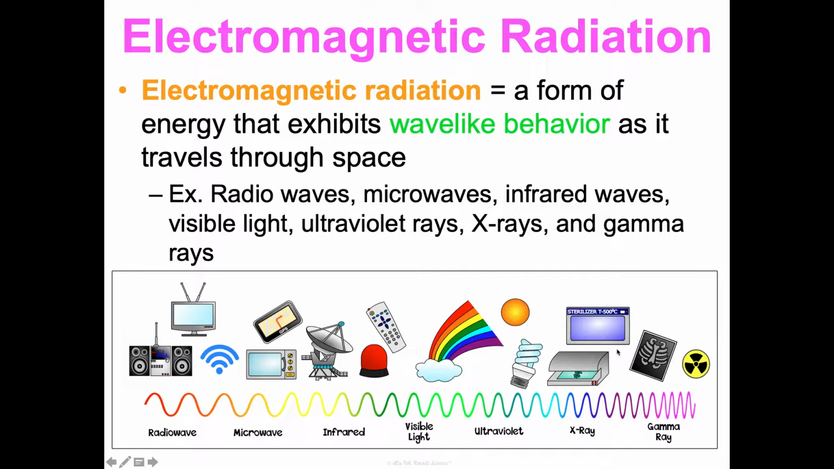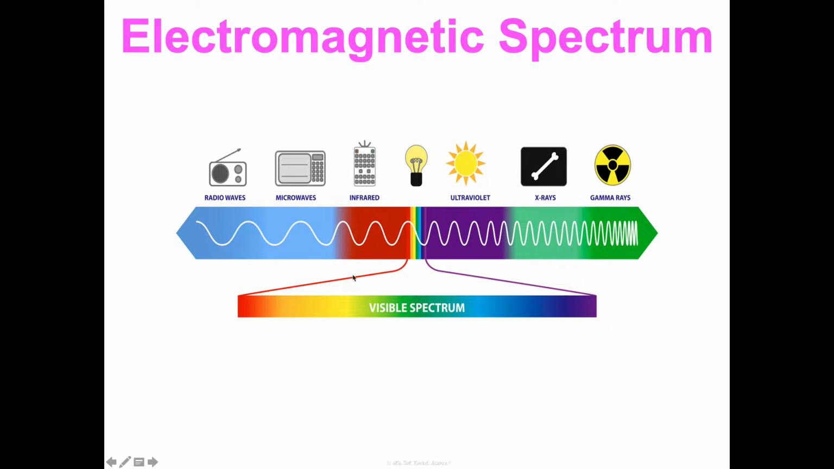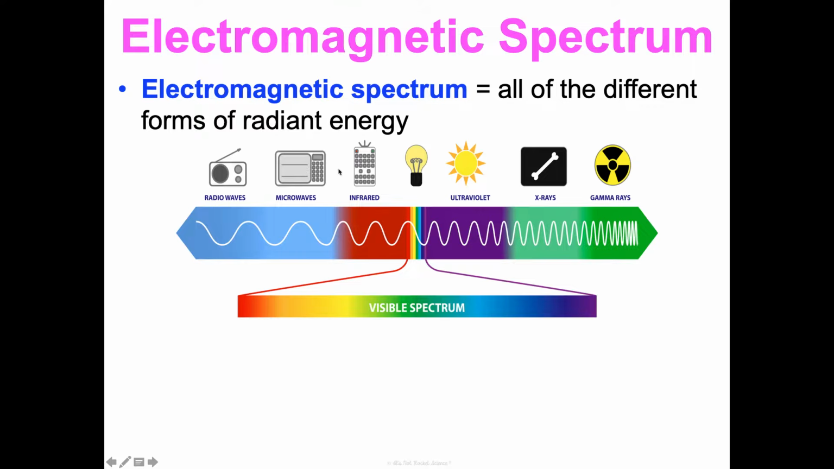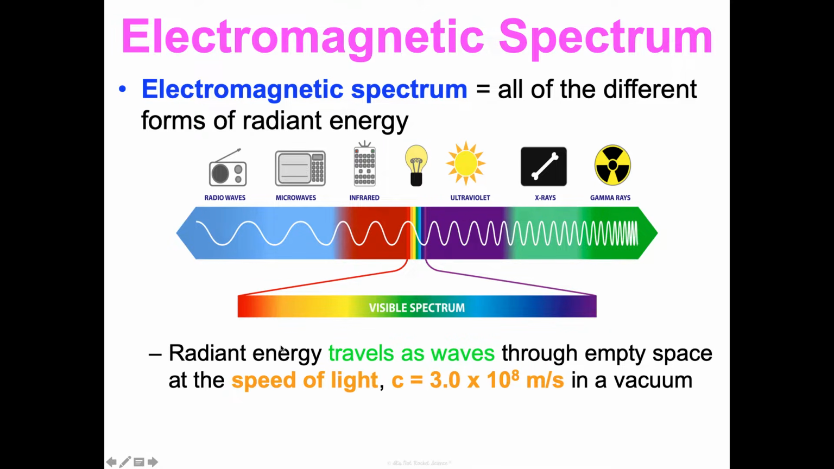Now, if I want to refer to all these different types of electromagnetic radiation together, then I'm talking about the electromagnetic spectrum. So that's all of the different forms of radiant energy. They're on a spectrum and there's some patterns in this spectrum that I want to make sure you know. So first and foremost, like I said, all radiant energy travels as waves through empty space, but it does it at the speed of light. So all of these electromagnetic waves are light energy. They're traveling at the speed of light, which is represented by the letter C, and that's 3.0 times 10 to the 8th meters per second in a vacuum.